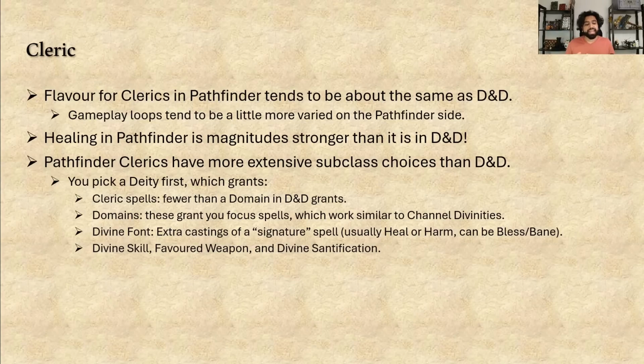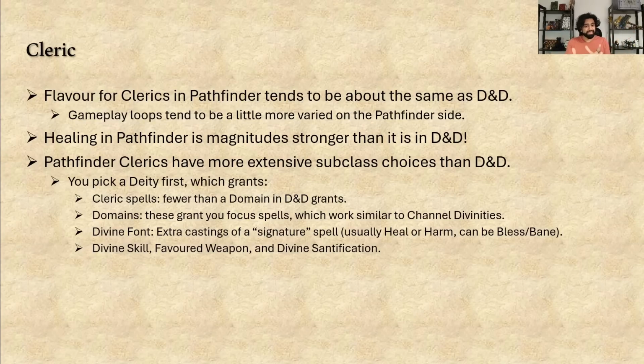And finally, you get a lot of smaller things from your deity. You get your divine skill, which is a skill proficiency relevant to your deity. You get a favored weapon, which is relevant if you want to be a weapon using cleric, because you're better at using that favored weapon than other weapons. And then you get your divine sanctification, which is basically you're either holy or unholy, and that makes you offensively better against things that are the opposite of you. So if you're holy, you're really good at hurting unholy things, and vice versa. But you're also likelier to take more damage from them.